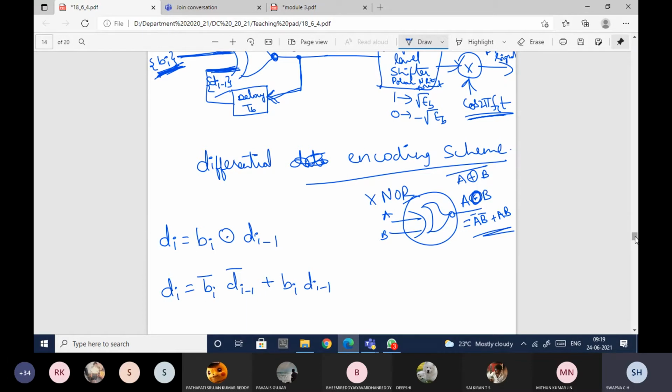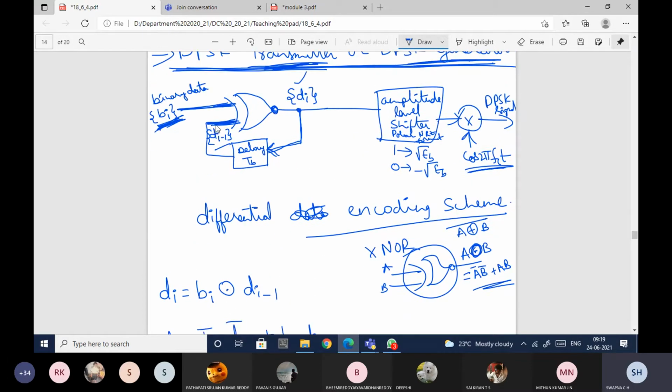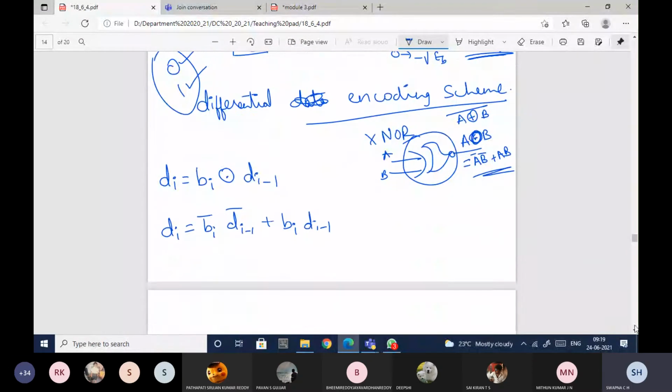If you check here, initially you may ask, when I have got the first bit here, what will be the data here? You can either take a 0 or a 1 as reference. By taking either a 0 or a 1, you can provide Di. So this is your differential encoding scheme. Let us first study the truth table. Instead of A you have Bi, instead of B you have Di minus 1. These are the inputs, and the outputs.